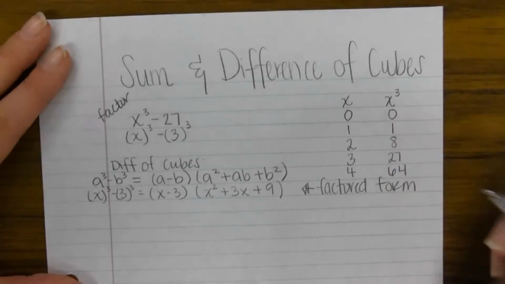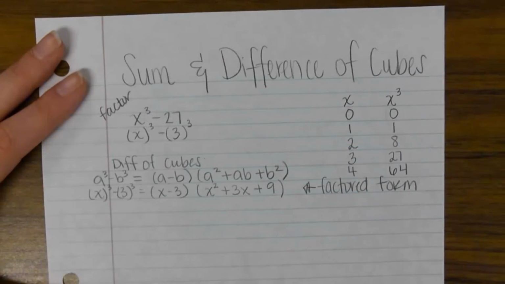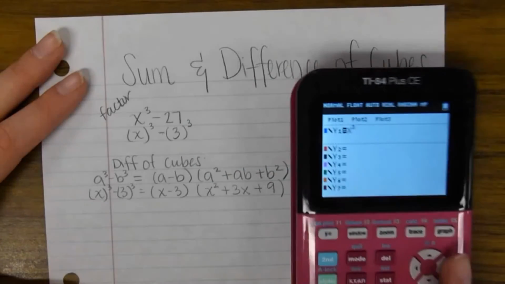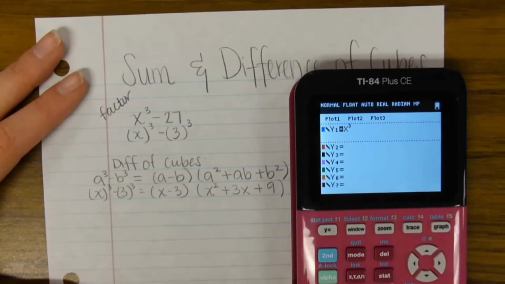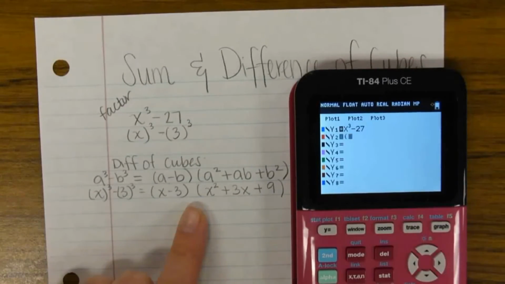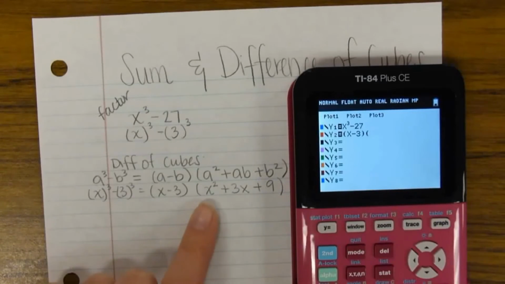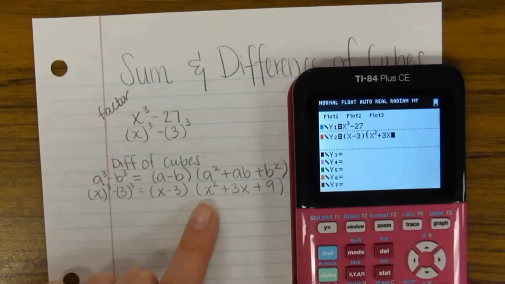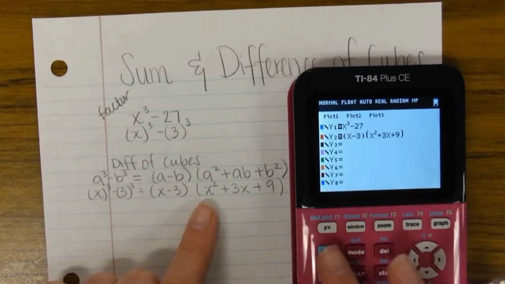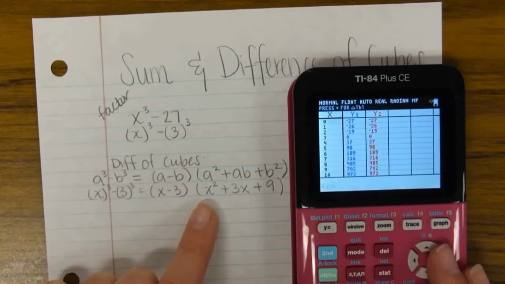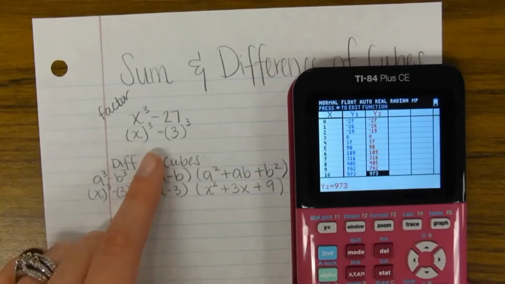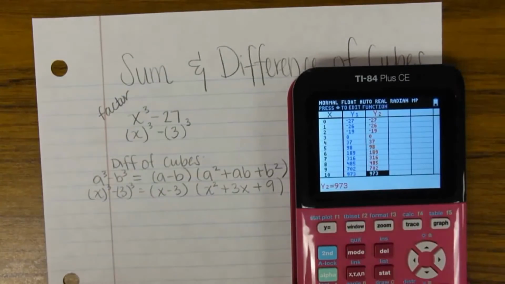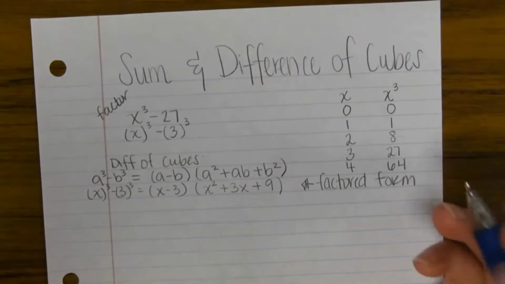That's awesome. Now, if you're unsure if you did it correctly, take your handy-dandy calculator, plug in your original, x cubed minus 27, and plug in your factored form, x minus 3 times x squared plus 3x plus 9. And if you go into your table and these numbers are exactly the same, you know you haven't made a mistake, because your factored form should produce the same numbers as your original one, because factoring is just writing it in equivalent form. So there we go. We factored it.